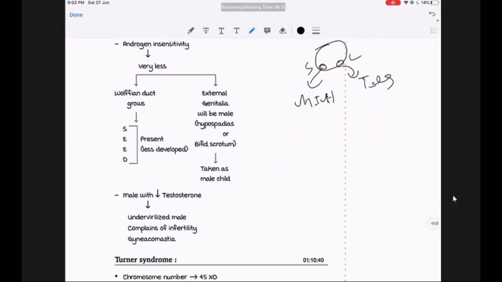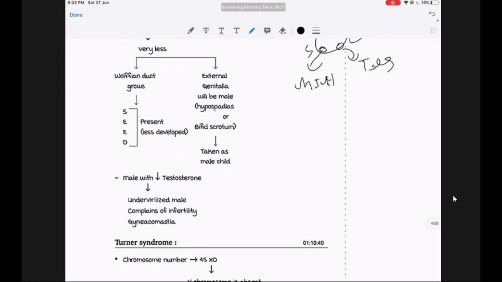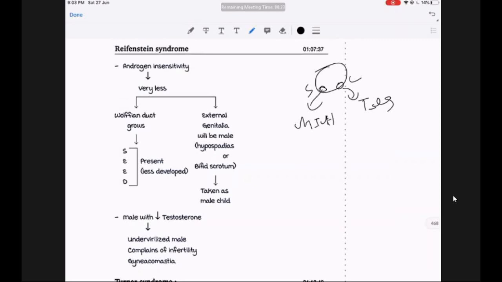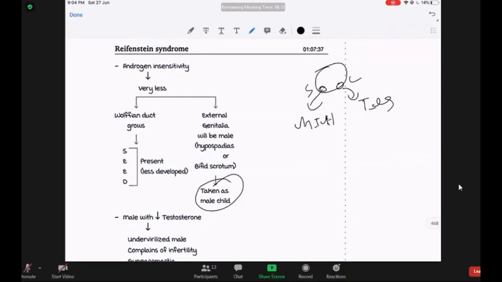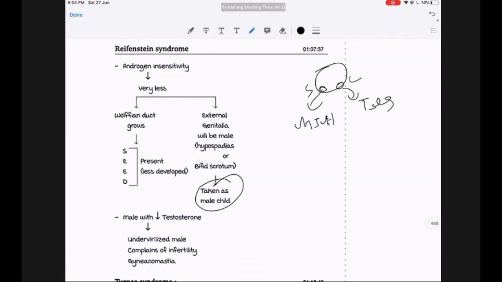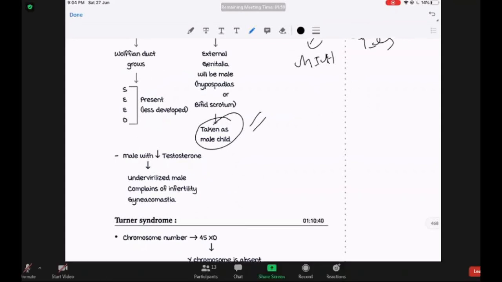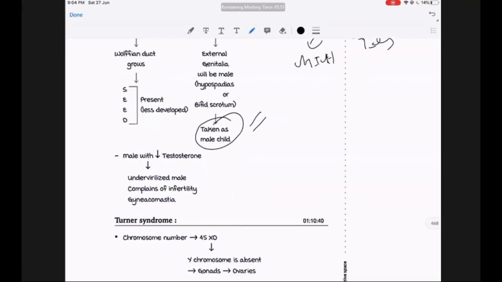Okay, there can be partial development of scrotum and all those things, because of which you will consider this as a male child. Why? See, there is some sort of insensitivity, but that insensitivity is really less. Since there is some insensitivity, will the development be normal? No, it's not going to be normal. So the scrotum is going to be small, and the penis is also going to be very small. That is what you're supposed to know here. Then what can you call this? You can call this an under-virilized male. Will there be infertility? Obviously it's going to be infertile.